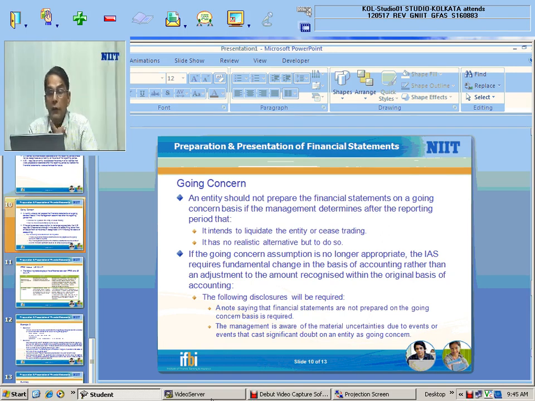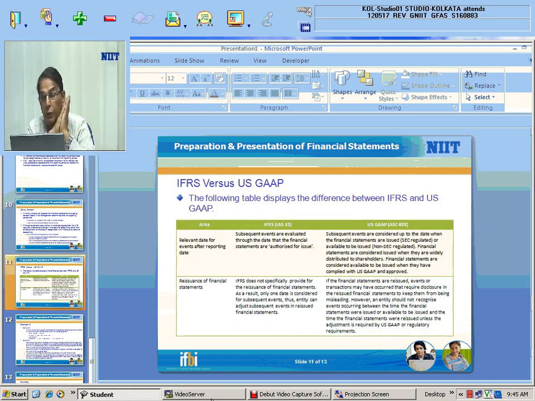So we will talk about the difference between IFRS and US GAAP as far as post-balance sheet events are concerned. The first area is the relevant date for events after the reporting date. As we have seen in IAS 10, subsequent events are evaluated through the date that the financial statements are authorized for issue.